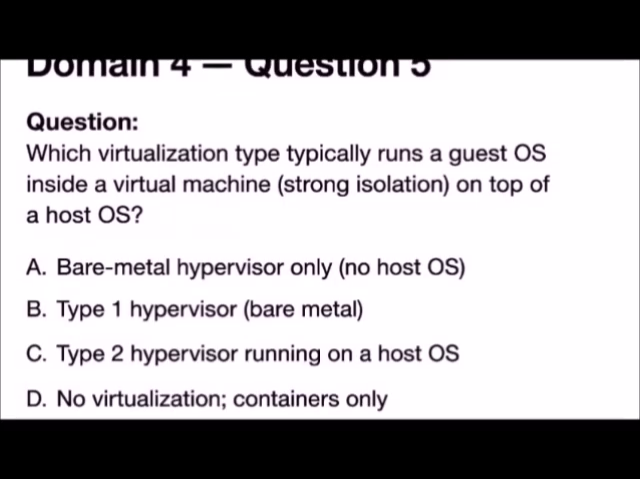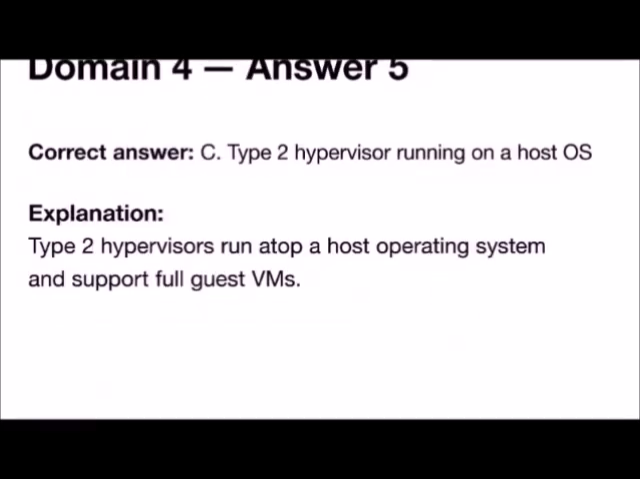Question 5. Which virtualization type typically runs a guest OS inside a virtual machine, with strong isolation, on top of the host OS? A. Bare metal hypervisor only, no host OS. B. Type 1 hypervisor, bare metal. C. Type 2 hypervisor running on a host OS. D. No virtualization, containers only. Correct answer. C. Type 2 hypervisor running on a host OS. Explanation. Type 2 hypervisors run atop a host operating system and support full guest VMs.